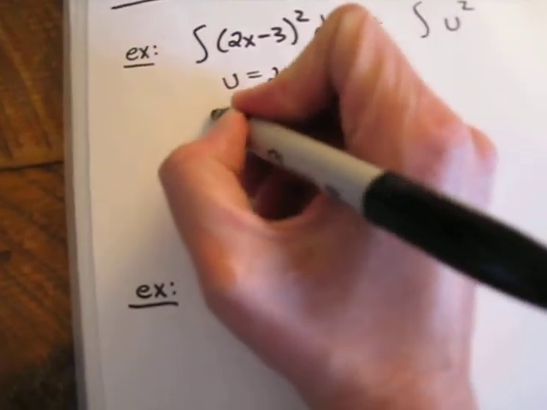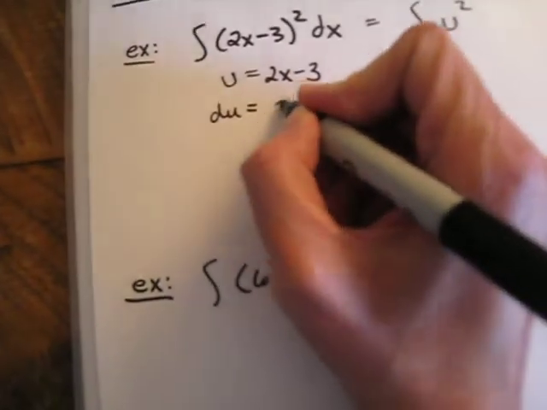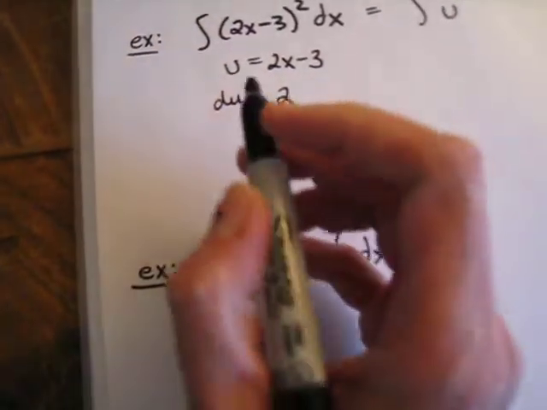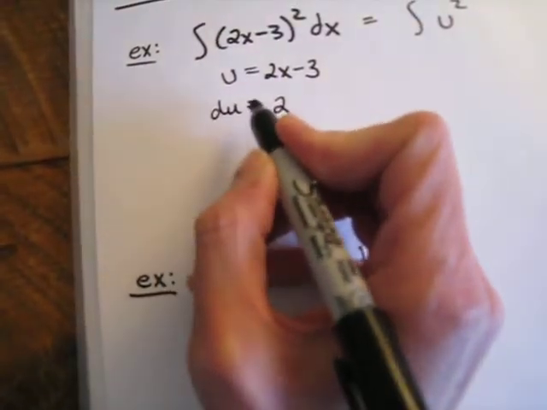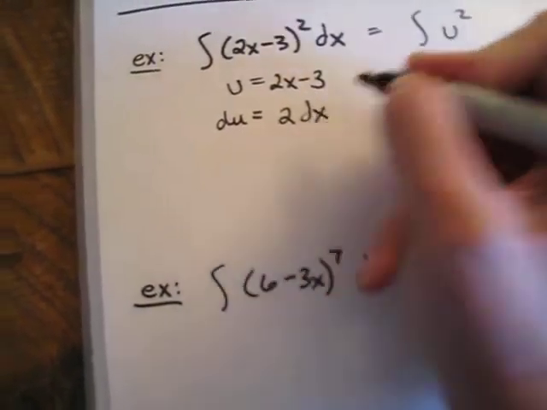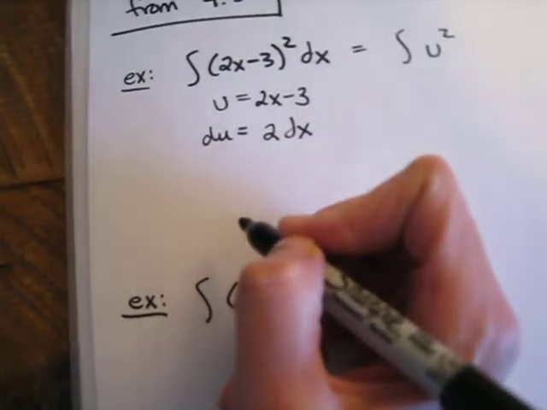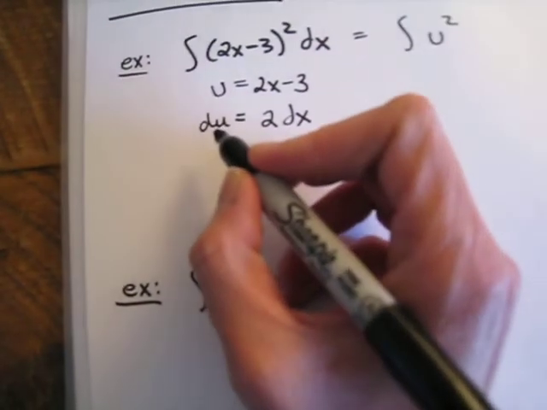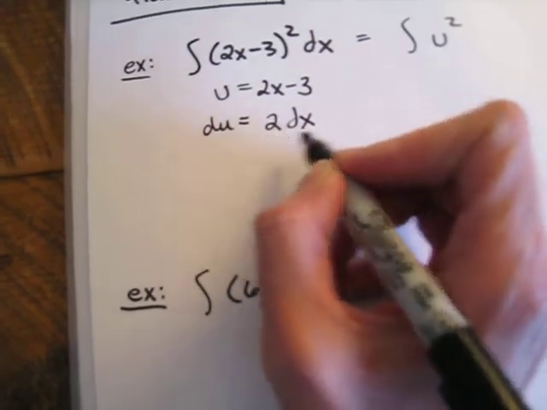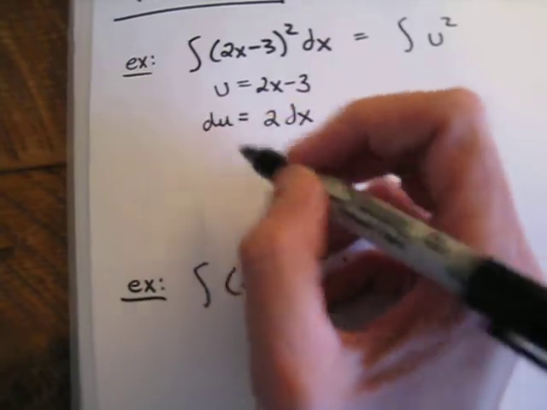If u is 2x minus 3, then du, or the derivative of u, is 2. Now think of it this way. It's like du over dx is 2. I'm going to move the dx over. Again, du dx would be 2. I move the dx over. All right, so if I had 2dx in my problem, I could replace it with du.